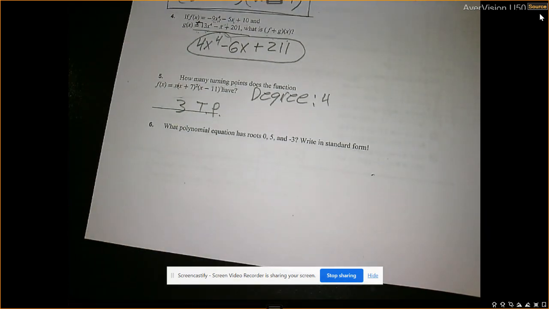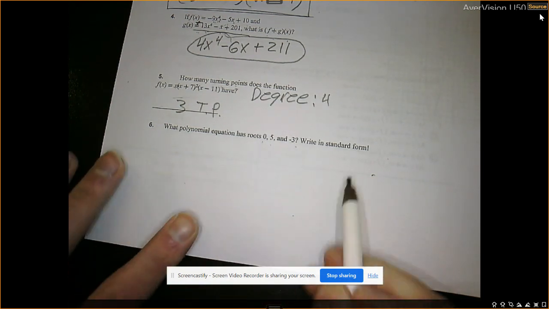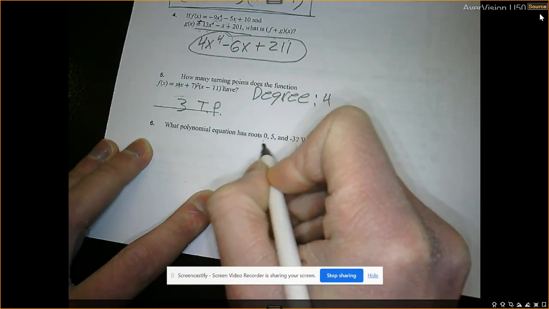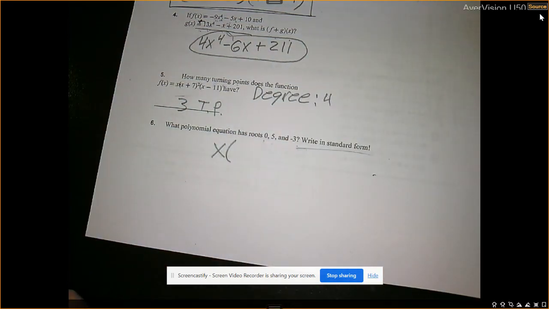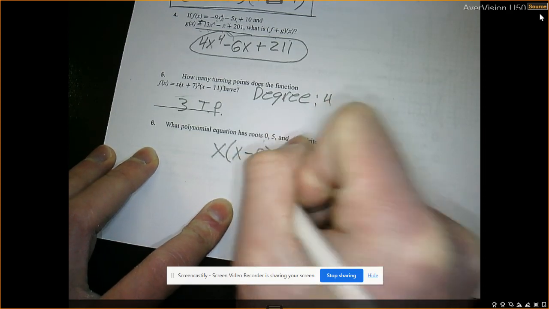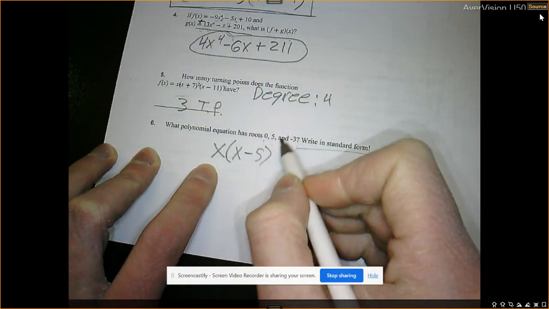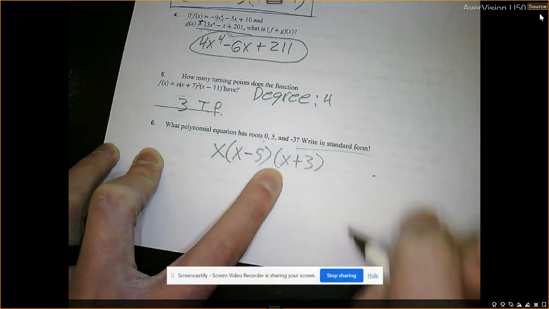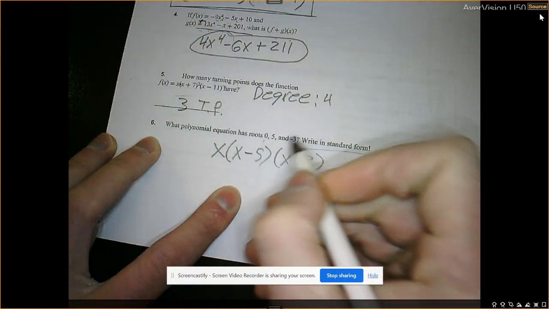What polynomial equation has roots 0, 5, and negative 3, and they want it in standard form? Well, first let's write the factored form. If we have a root of 0, that means there's going to be an x all by itself. If we have a root of 5, we have an x minus 5, because 5 is what makes that equal 0. And then I have a root of negative 3, so that means I have an x plus 3 because negative 3 makes that equal 0. And now I've got to just multiply these out.